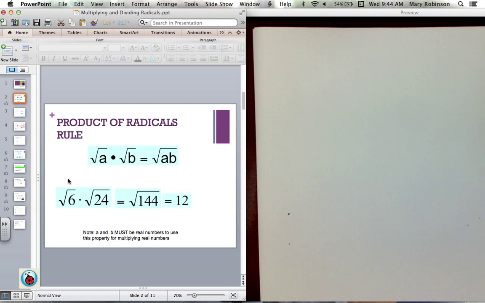But note that a and b must be real numbers to use this property. Remember that we get non-real numbers when we take an even root of a negative number. So if we were to see the square root of -6, then that answer would just be non-real, because the square root of a negative number is non-real. So don't continue to simplify it.